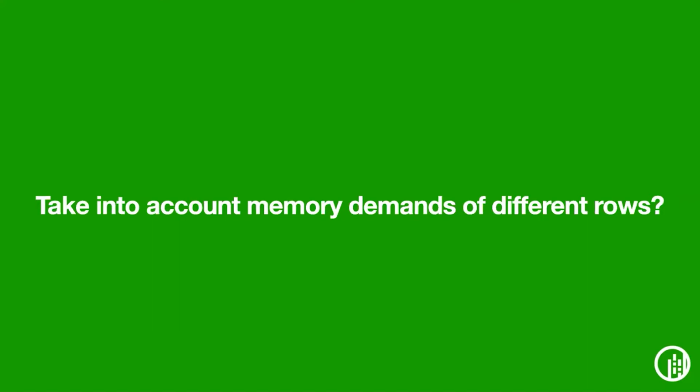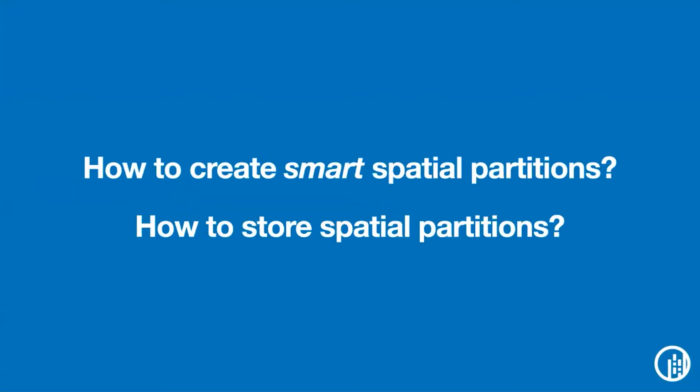So for the next almost, let's say 50 minutes, almost an hour, we would like to have a discussion regarding essentially one question: how to create smart spatial partitions, which will take into account all these challenges we have with vector data, and how to efficiently store them so our spatial indexing is fast and we don't lose any information on the way. And that's all from me.